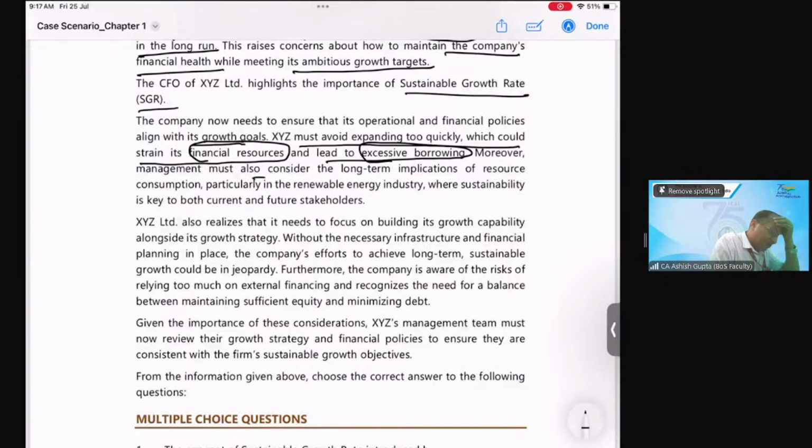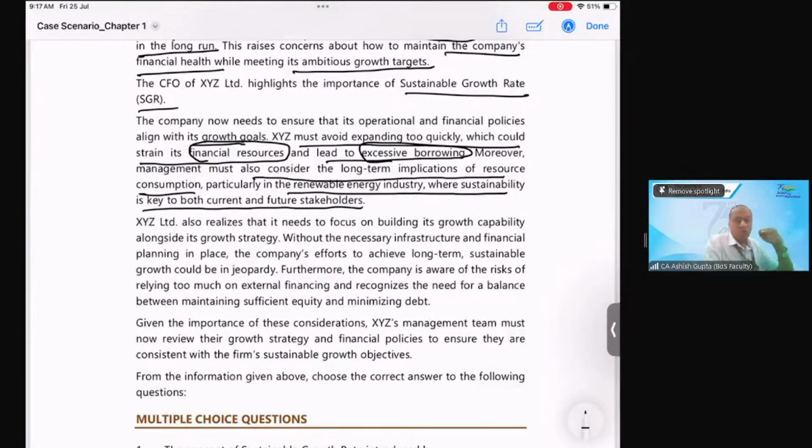Moreover, management must also consider the long-term implications of resource consumption, particularly in the renewable industry where sustainability is key for both current and future stakeholders. Generally, this kind of project relates to ESG. We cannot ignore the environmental factor by making rapid growth, so we have to consider this factor as well.